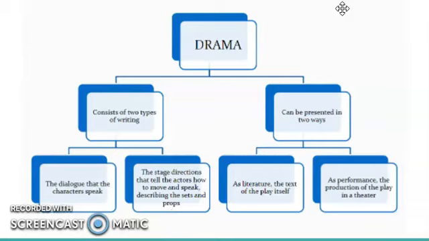Okay, and then also when we are looking at the genre of drama, we have to understand that it can be presented in two ways. So what we're most commonly used to seeing is a performance, and that's the production of a play in a theater, but it also is literature. So the text of the play itself is a work of literature that can be read by one person without having to be performed for an audience. And so we are going to be looking at drama as literature in this course.